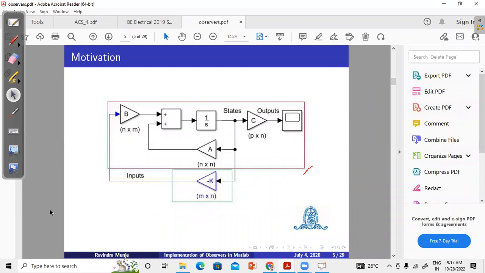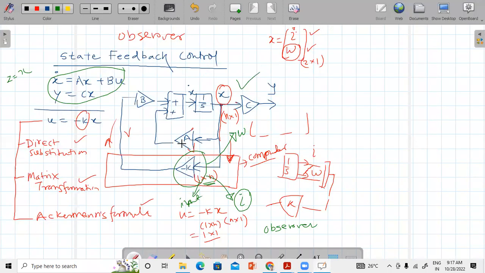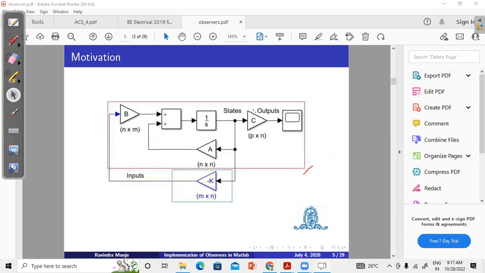Then our system can be represented in MATLAB like this. This is what I have shown over here. This system is shown over here. Here we have states given to A, AX. Here I am adding BU. So AX plus BU, X dot, integration and X. Output is given as CX. And here this is the state feedback control, minus K. The red box is your system, and the blocks below are your controller.